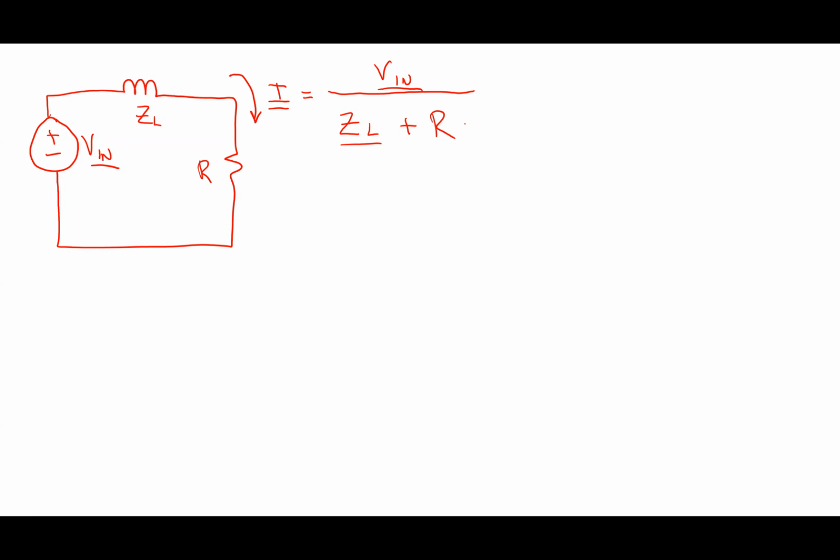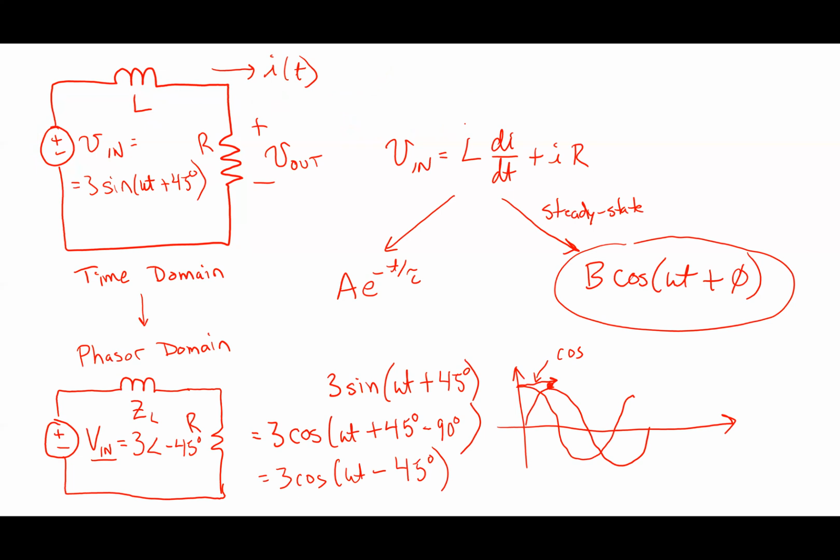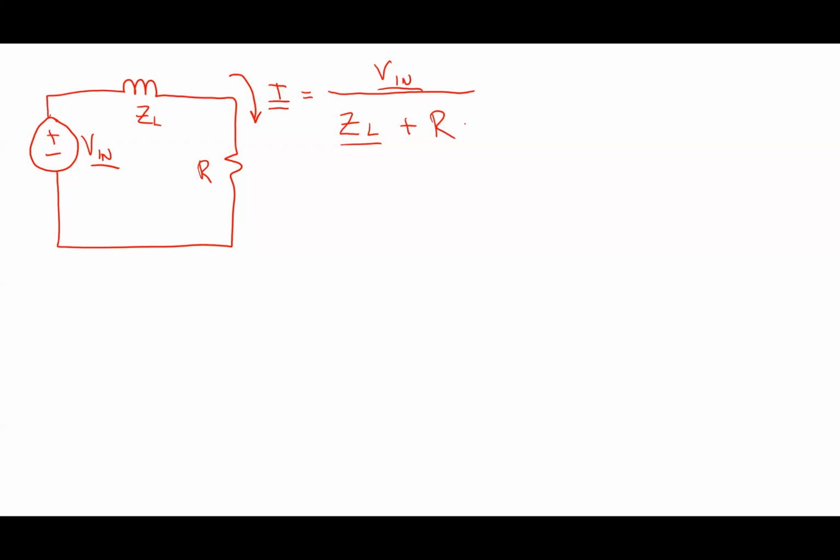And if I want to figure out what the actual i of t looks like in the original circuit, I just have to take that phasor and convert it back. So if I want to go through that process, what should I do next? What do I need to compute before I can figure out this phasor? Z of L, right? I have to figure out that impedance.